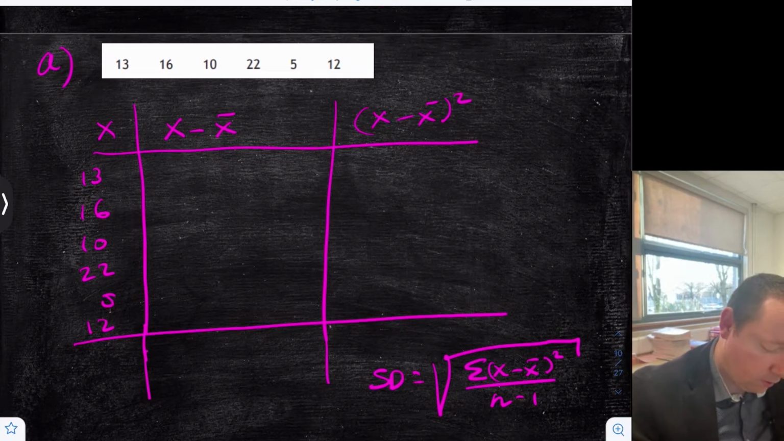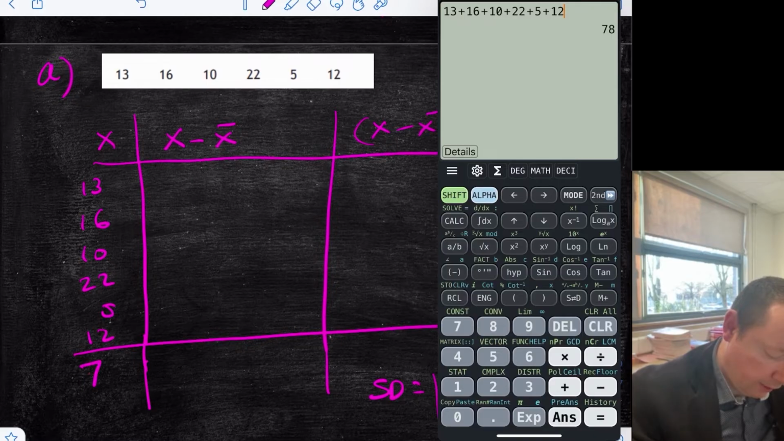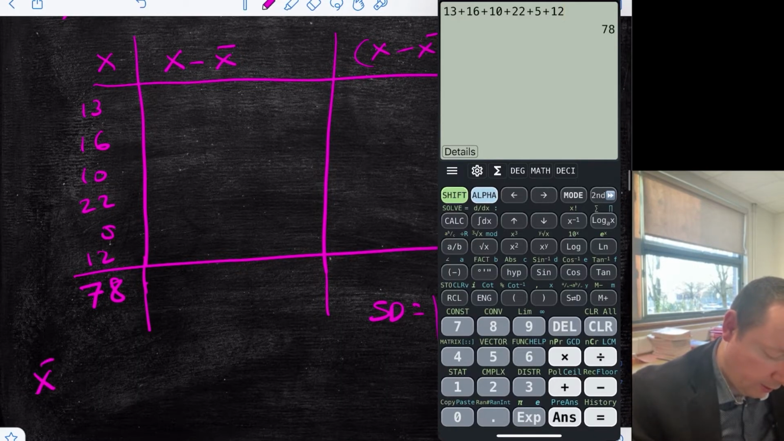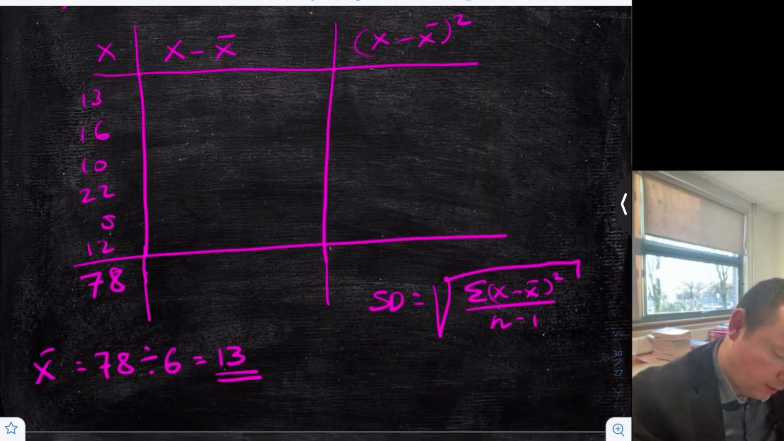I'll add up all of these here to get a total and then work out the mean. 78, so that means that my mean is equal to 78 divided by how many numbers I've got: 1, 2, 3, 4, 5, 6. So divided by 6, we get 13. We've worked out our mean, we can underline that. Let's go into our table, so we need to take away 13 in the middle. So that gives me 0, 3, minus 3, 9, minus 8, and minus 1.